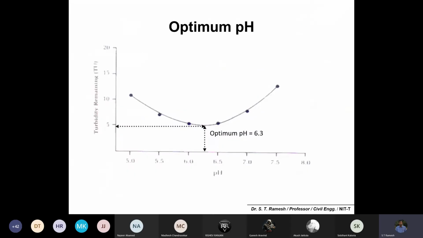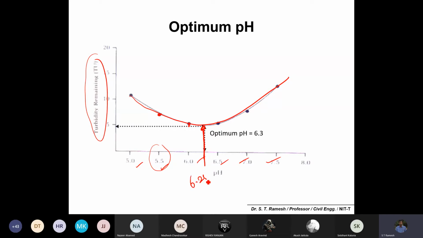So you may get a plot. Each individual beaker has a pH, and after settling you take out the sample and measure the turbidity remaining. Please make a note of turbidity remaining. Then you can plot like this and you get a graph, and this is your optimum pH. Say for this case it may be around 6.25. You can also draw a plot of pH versus percentage of turbidity removed.